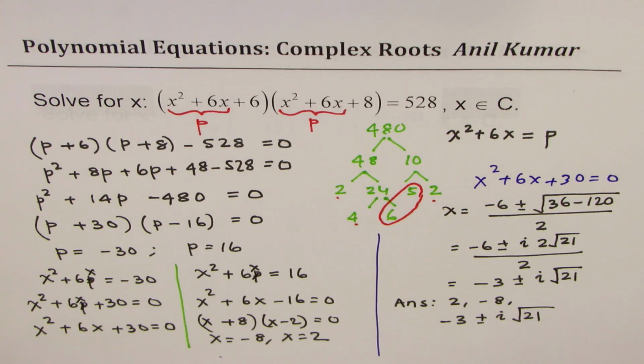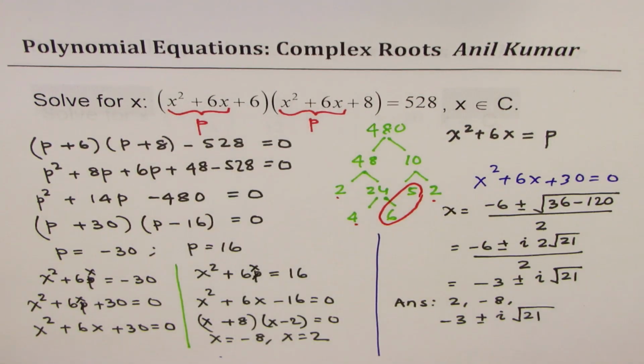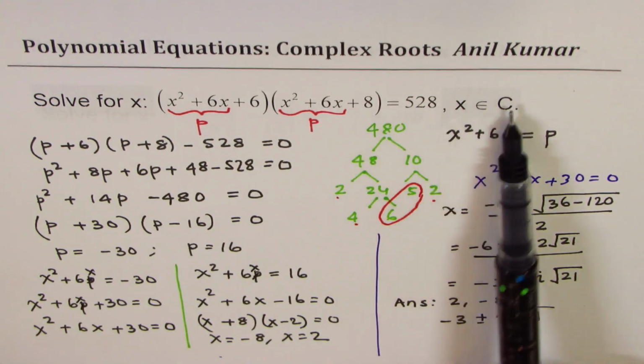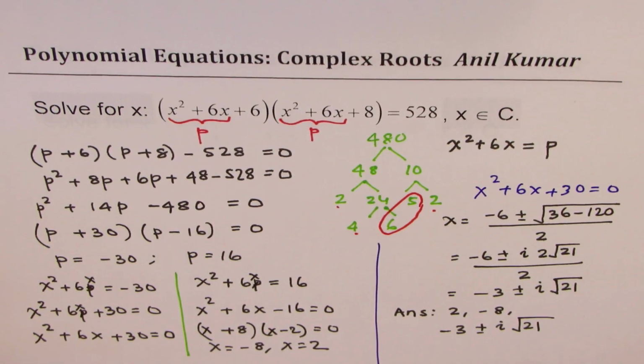So we may have real or complex roots, but the number of roots should always be equal to the degree of the polynomial when the domain is complex numbers, right? So we get 4 different roots as shown here. Let's move on to the last question now.